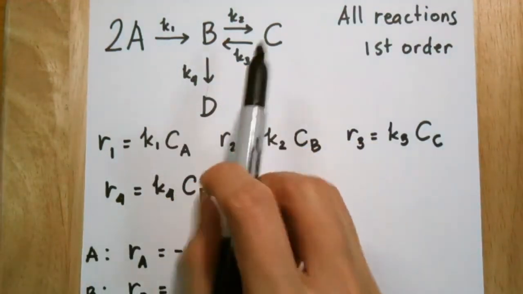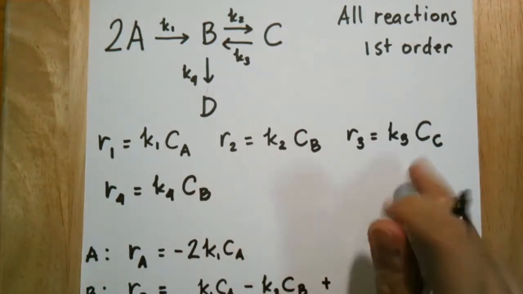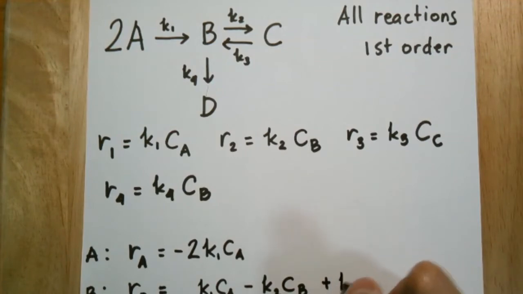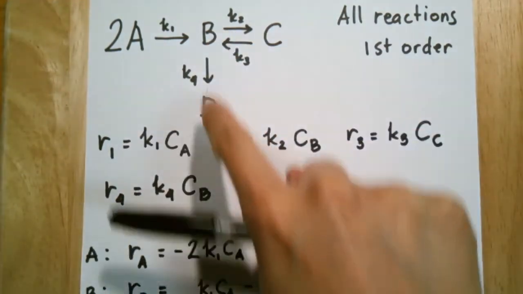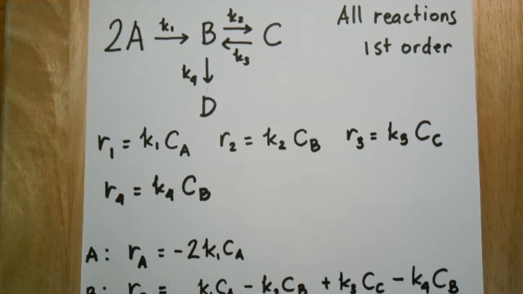Contribution from reaction 3. Every time reaction 3 takes place, 1B is produced. So that's plus. The rate of reaction 3 is K3 C. And then finally, contribution from reaction 4. Every time reaction 4 takes place, 1B gets consumed. So that means negative 1 times the rate of reaction 4. So that's the rate of generation of B.